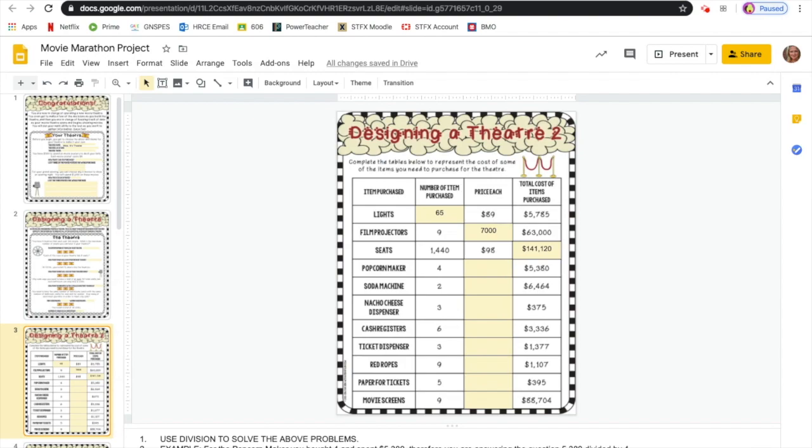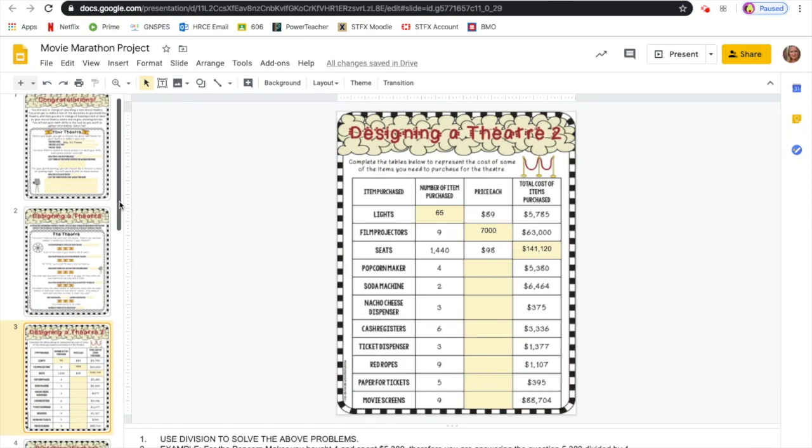So the popcorn maker, it says you bought 4 of those popcorn makers, and it cost you a total of $5,380. So I'm going to take 5,380 and divide that by 4, do it on my piece of paper using the area model, and then put the answer right in this box. And I'm going to do the same for every single one on this page.